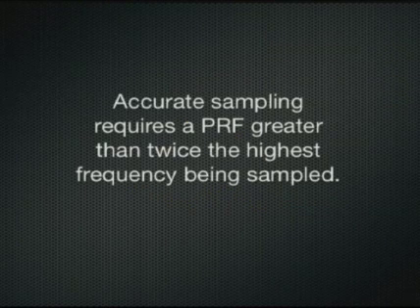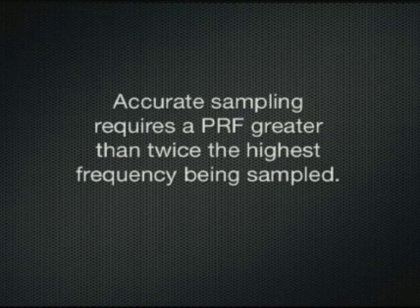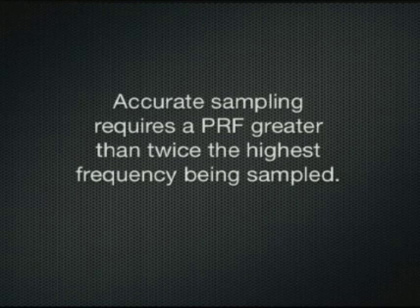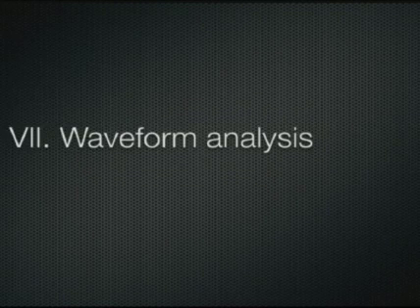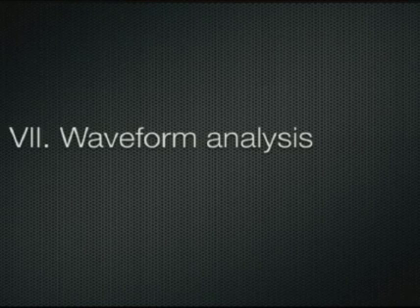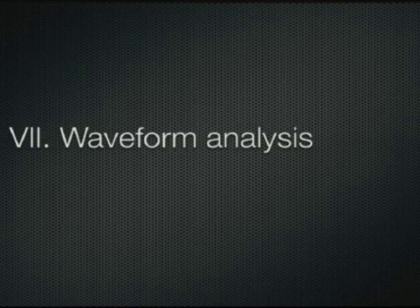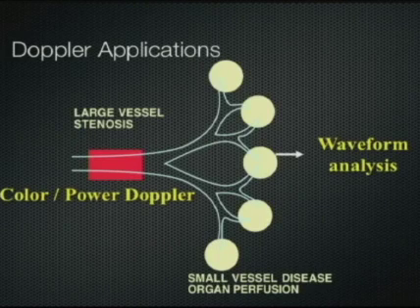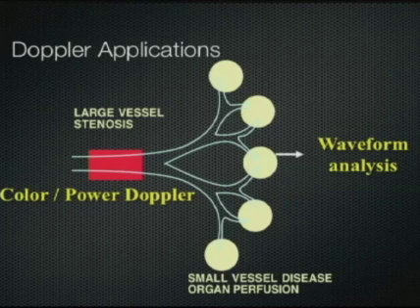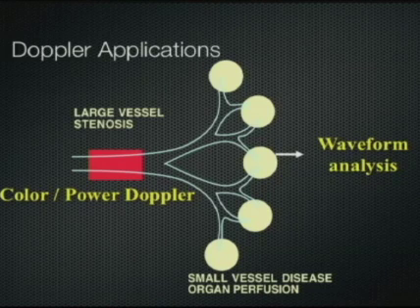In general, in order to obtain accurate sampling without aliasing, the pulse repetition frequency must be greater than twice the highest frequency being sampled. In preceding segments, the evaluation of stenosis using velocity analysis was discussed. Ultrasound is also capable of providing information about changes in sites proximal and distal to the Doppler sampling site. This is by way of analysis of the spectral waveform.